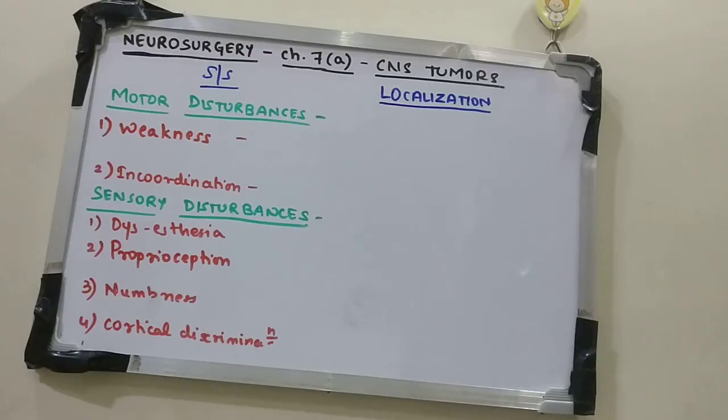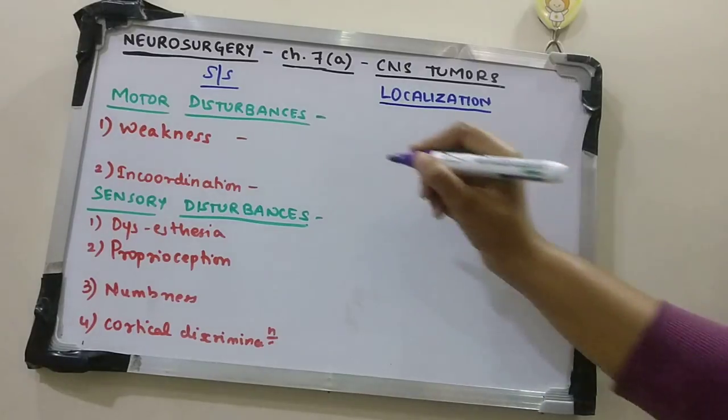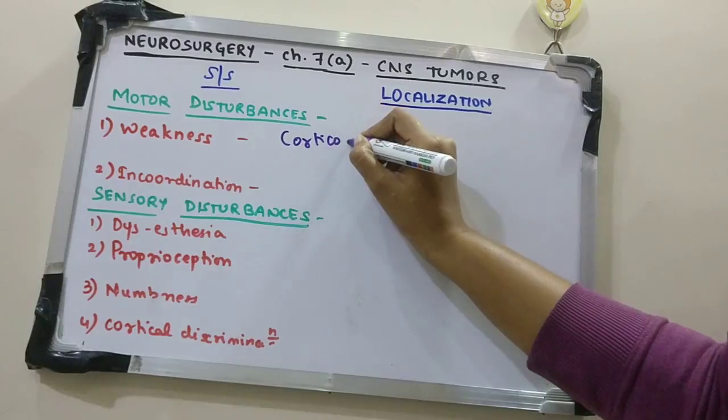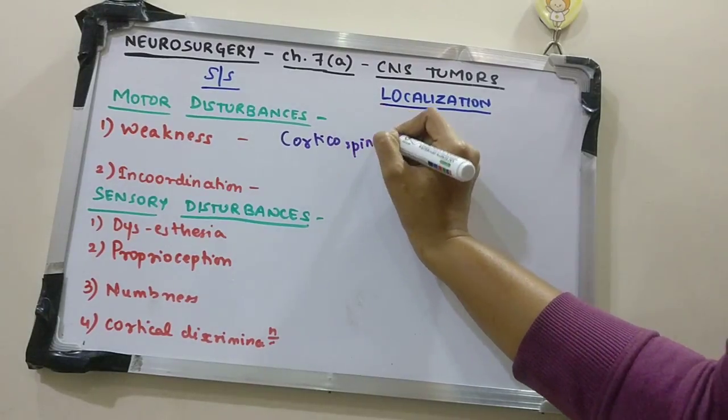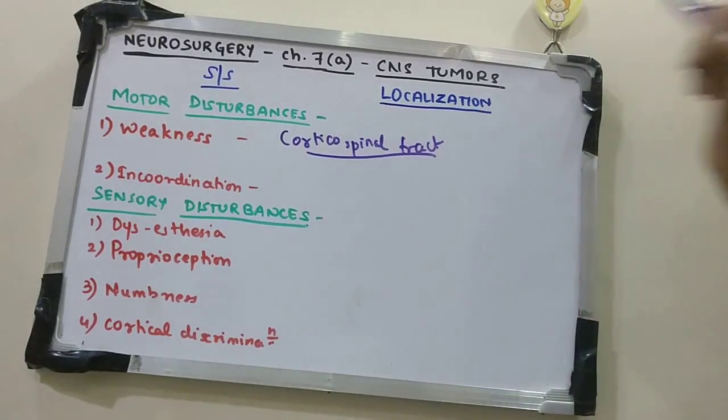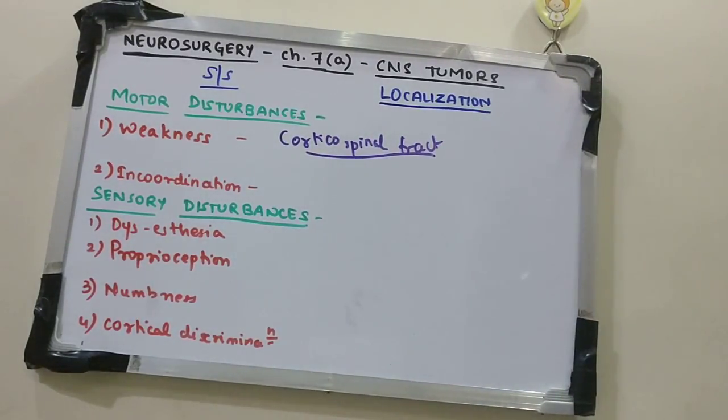Okay, coming on to motor disturbances. If the patient is complaining of weakness, for example in his right half of the body, what would you expect? It is a left-sided corticospinal tract involvement. Now we know that the corticospinal tract moves from your cerebral hemisphere through the cerebral peduncle to the brainstem and then to the spinal cord.